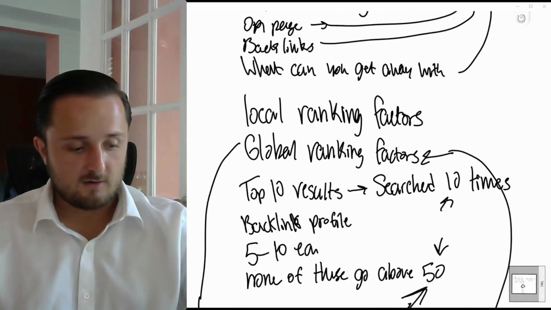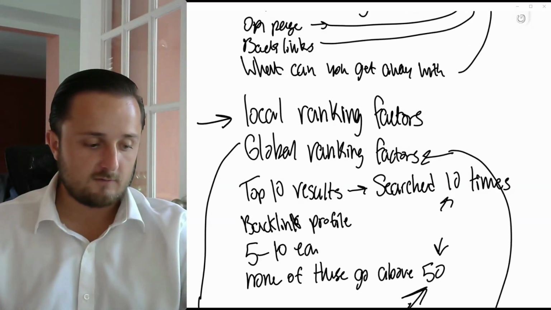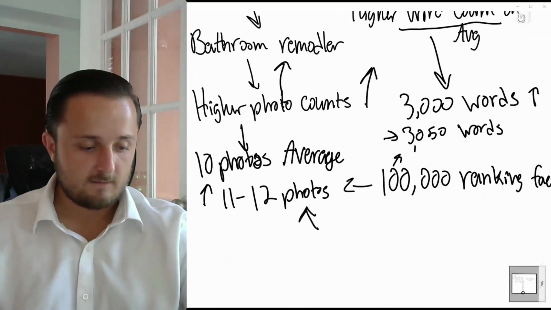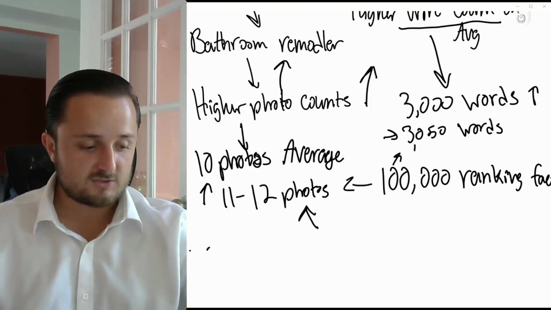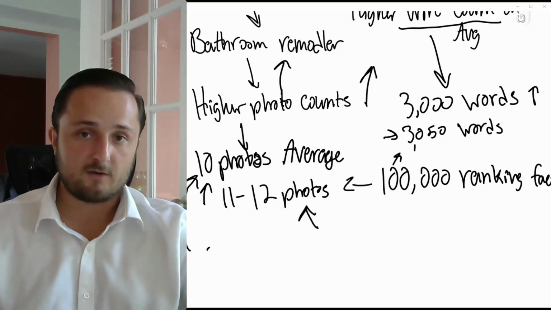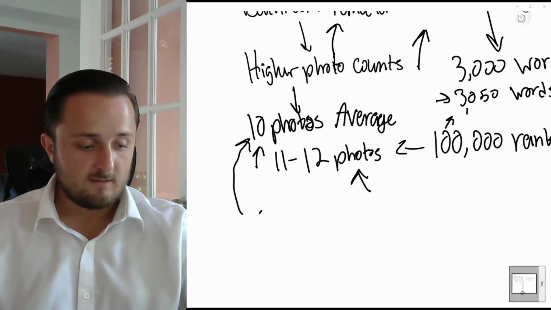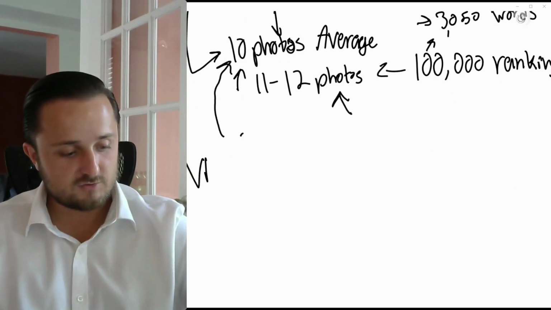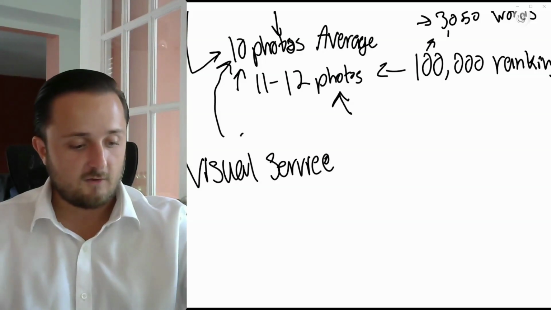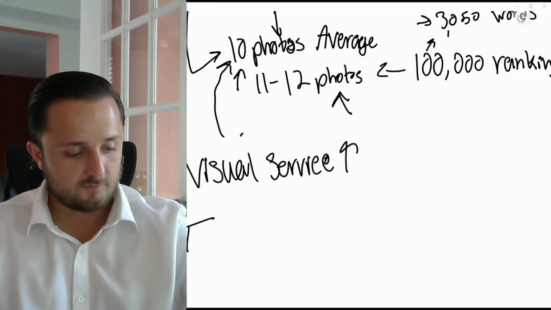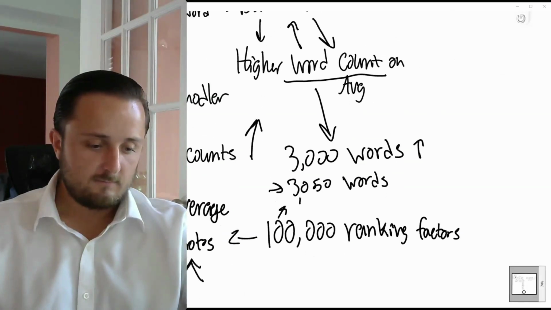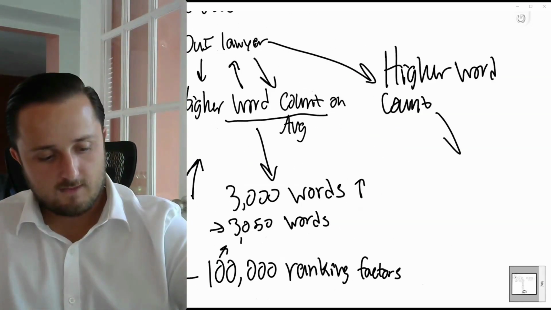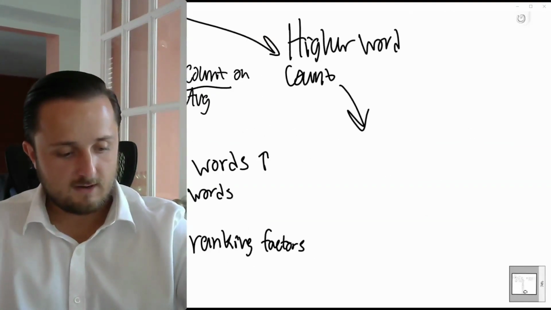So those are some of the local ranking factors, right? Not only do we have the competition using an average of 10 photos on their pages, but also because our keyword is a very visual keyword, a very visual service, this also ups the amount of photos required to rank. Because the DUI lawyer has a higher word count, we have to have a higher word count as well.